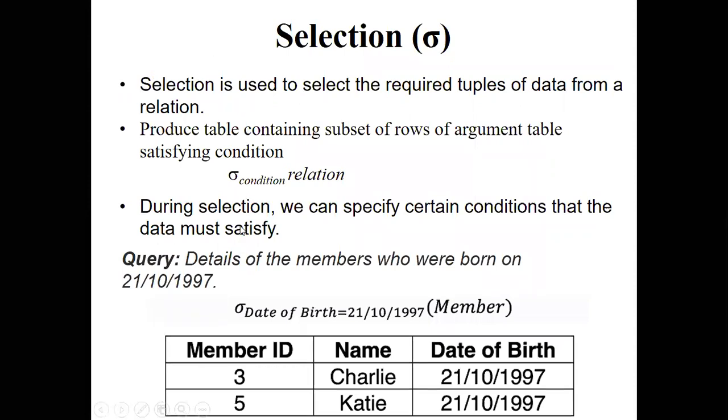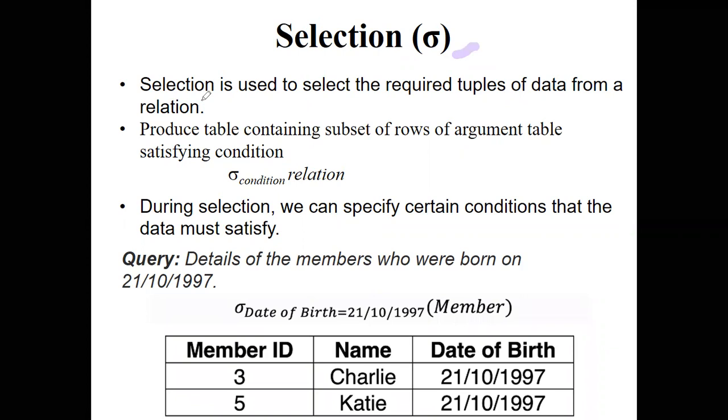Next, we move on to another type of operation called the selection operation. The selection operation is represented using the symbol sigma. Let me take the pen. Yeah, it is represented using the symbol called sigma. What is the select operation? You just remember, the select operation is used to retrieve the tuples from the relation.